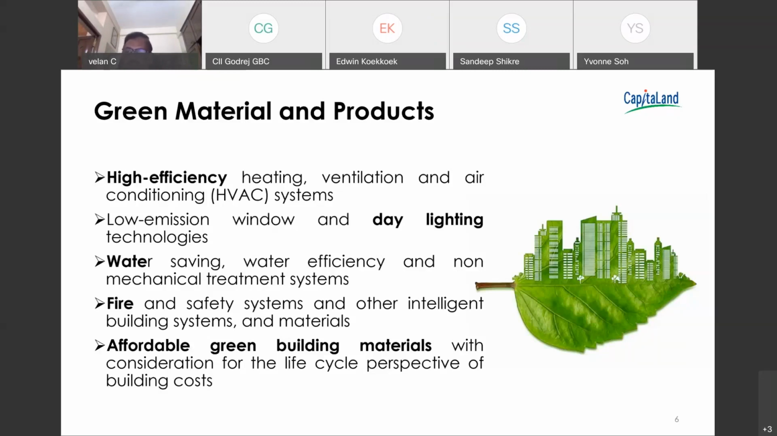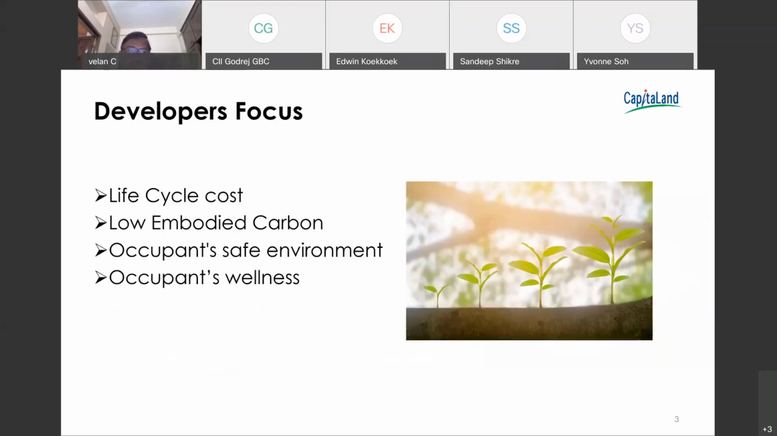So as a developer, we have to use these green materials and green products in order to bring what? In order to bring comfort, a safe environment, occupants' wellness and low embodied carbon usage. By using these kinds of green certified products and low embodied carbon materials in the construction stage, most of these things are already taken care of.